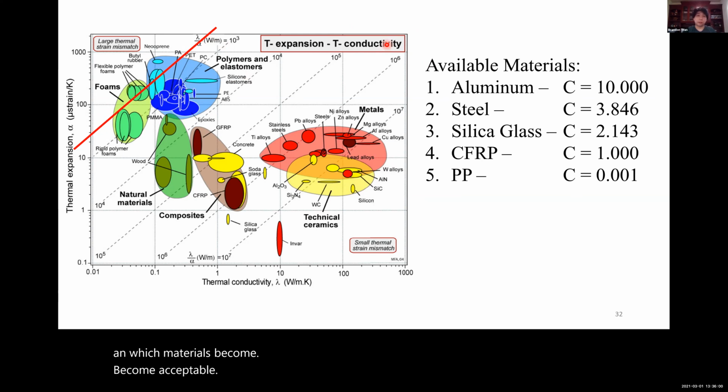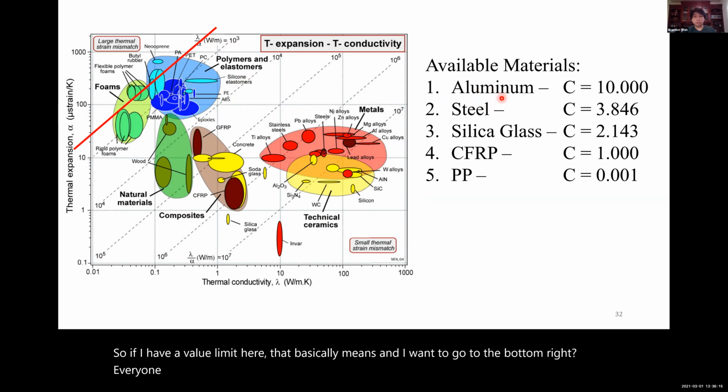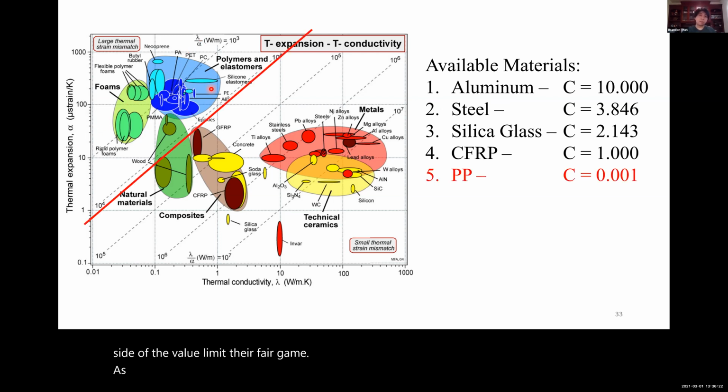Acceptable based on where they are relative to where I place the limitation line. So if I have a value limit here, that basically means, and I want to go to the bottom right, every one of my available material choices right now is on the bottom right side of the value limit. They're fair game. As I increase the value limit, polypropylene becomes inappropriate for this application. So we have to eliminate that from our choices.